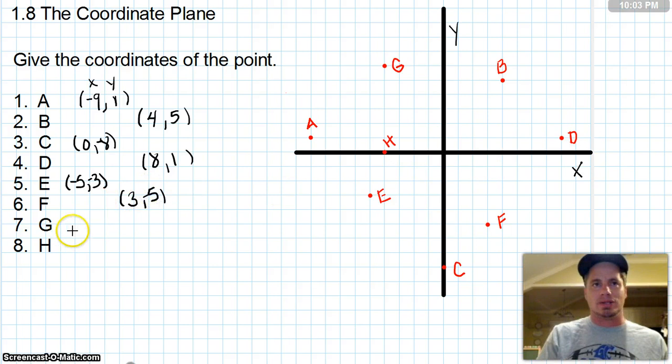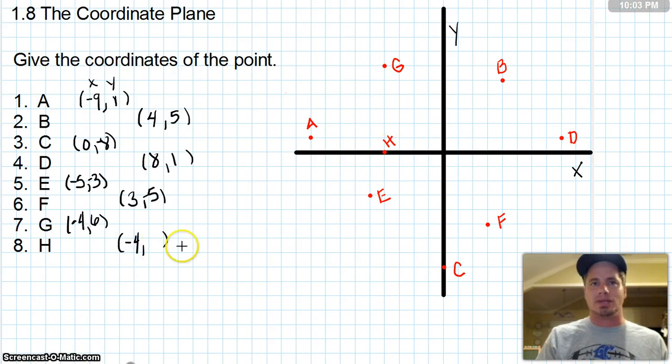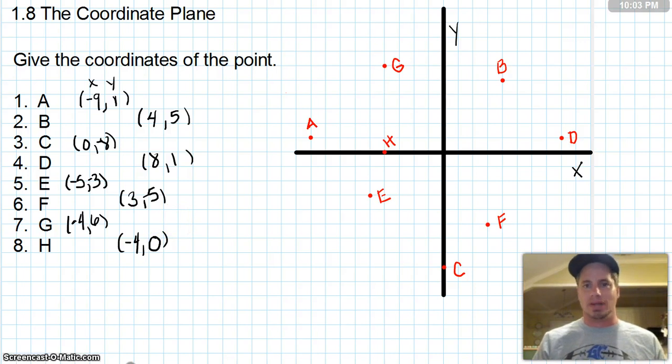X first, Y second. G is right here. G is 1, 2, 3, 4, negative 4, and then 1, 2, 3, 4, 5, 6, positive 6. So (-4, 6). H is here. It's going to be a negative 1, 2, 3, and then 1, 2, 3, 4. And I do not go up or down. It's on the x-axis, so the y value is 0. And that is simply writing the coordinates of points. Okay, you've got to have parentheses, you've got to have a comma. The x value goes first, the y value goes second. Okay, let's look at the next page.